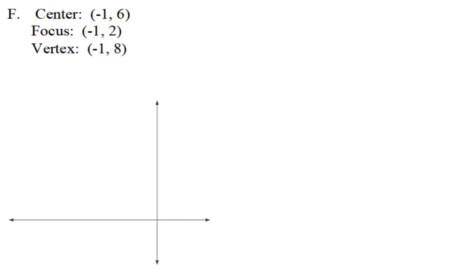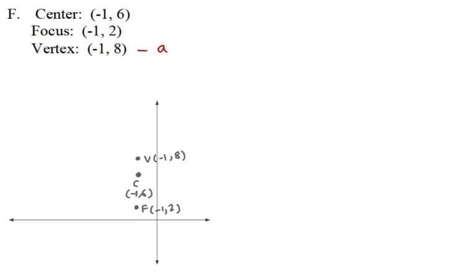Okay, the next one has a center of -1, 6. I'll say that's -1, 6. We've got a focal point at -1, 2. And a vertex at -1, 8. Okay, what can we get from that then?